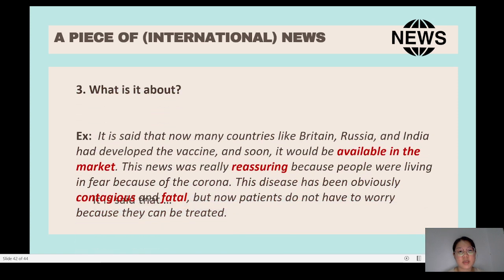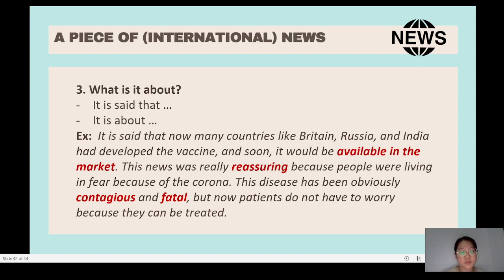The next question is: what is it about? It is the main core of it. It is the main answer of the question because it will talk about the core idea. You can start this idea by using these words here: it is said that, it is about. And here is my example for this question.